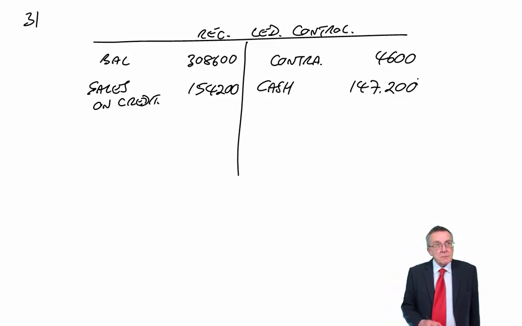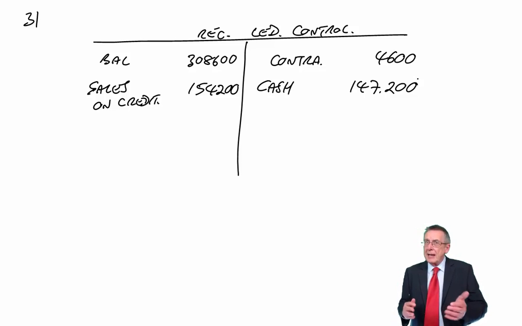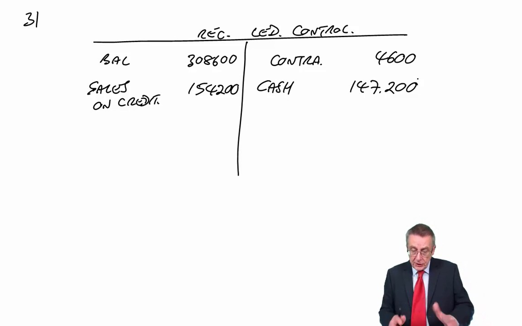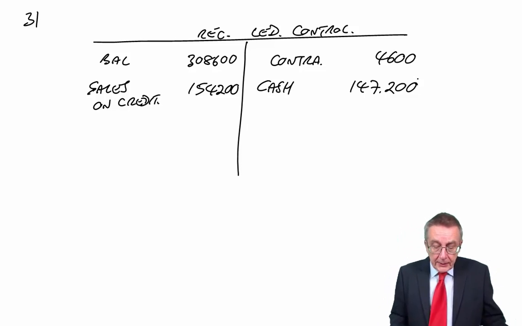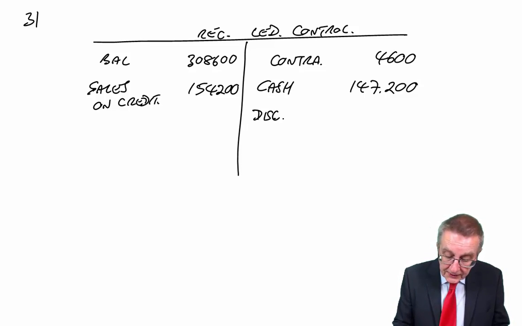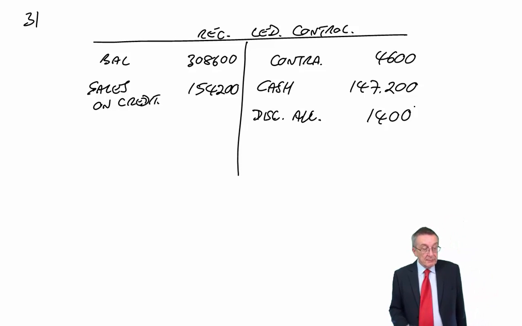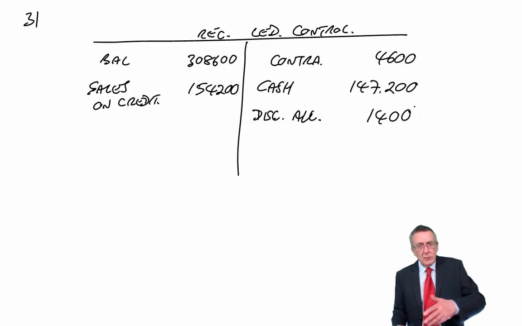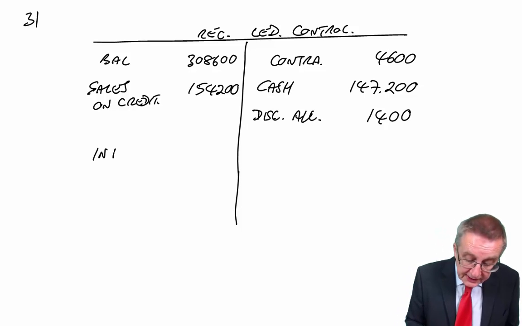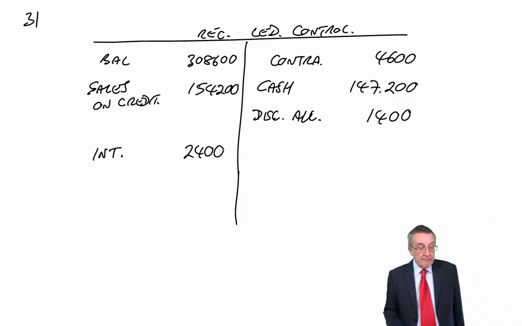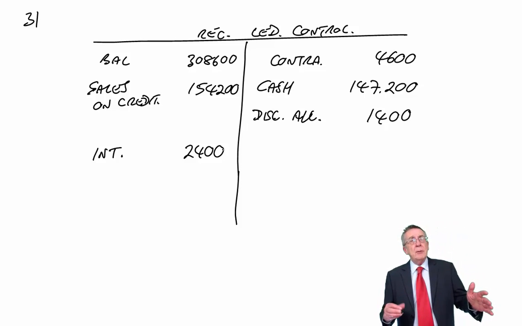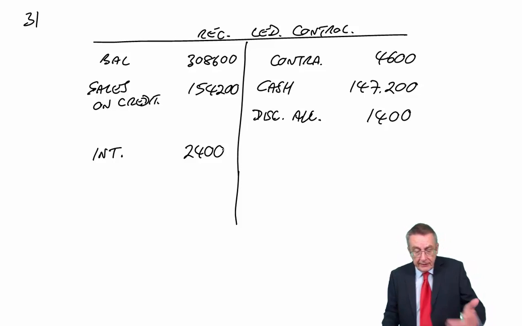Discounts allowed. Two things here. First of all, should it be there at all? Well, discounts allowed. We give discounts to customers, so it should be here. And when we give a discount, it reduces what they owe us. And so, yes, we will credit with 1,400. Interest charged on overdue accounts. If customers are late paying, we're going to charge them interest, which means they'll owe us more. Well, if they owe us more, surely we should debit receivables with the interest of 2,400. Irrecoverable debts. If a debt's irrecoverable, we remove it from receivables. So credit receivables, that's fine.